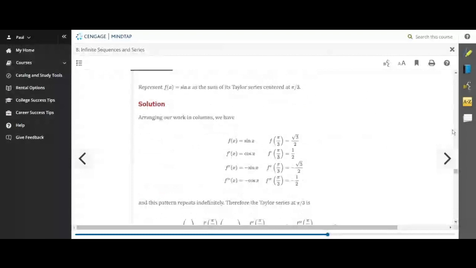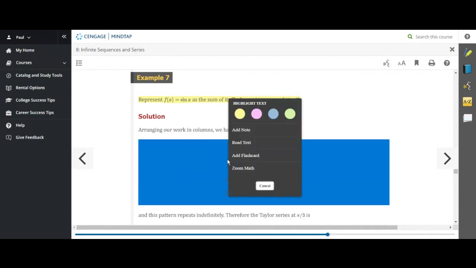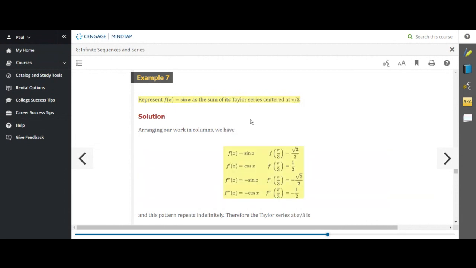So in example 7, they want you to represent the sine of x as the sum of its Taylor series centered at pi over 3. So in this problem, you are going to take derivatives of the sine and then evaluate those derivatives at pi over 3. Okay, so this is now a true Taylor series.